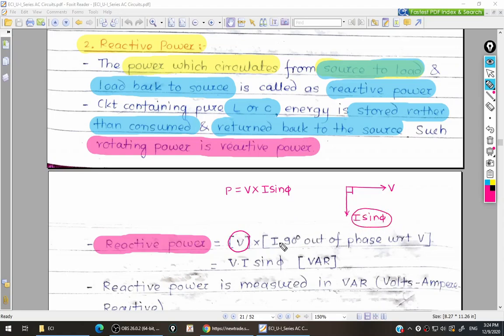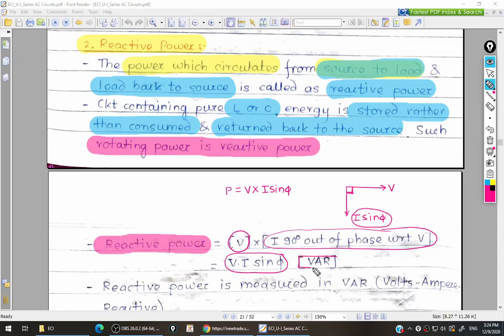Okay, and what is this current? This current is 90 degrees out of phase with respect to voltage. Okay, because the phase difference between voltage and current is 90 degrees. So what equation are you getting? V into I sin phi. Okay, and the unit for the measurement of this power is nothing but VAR.